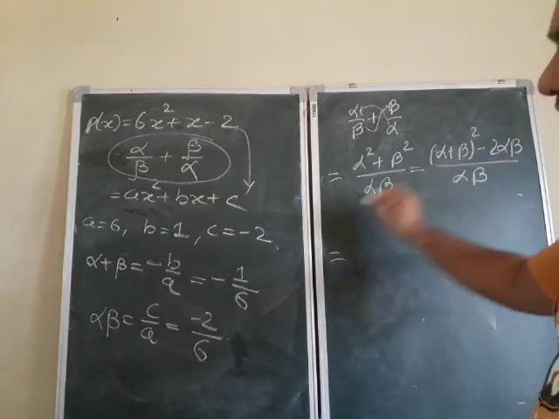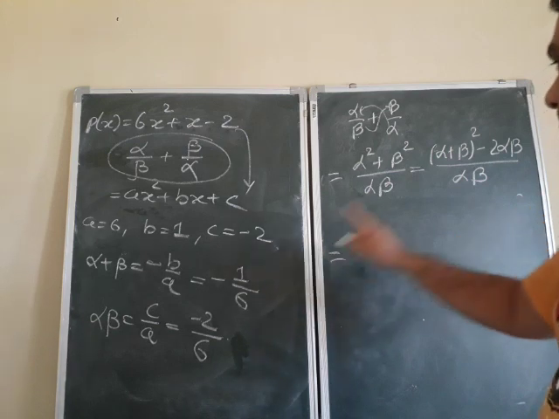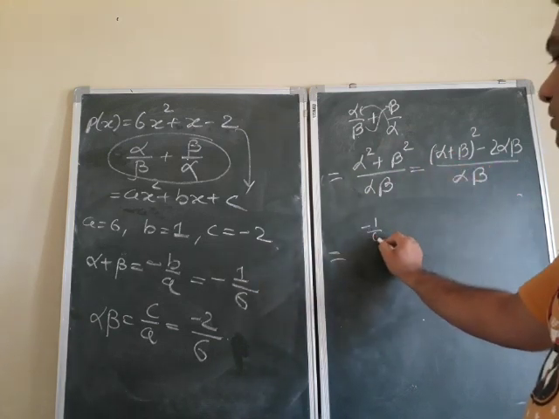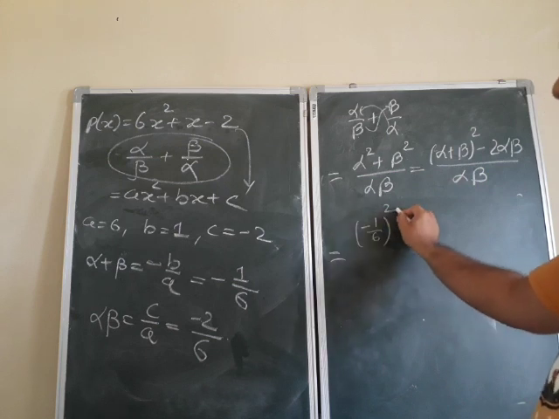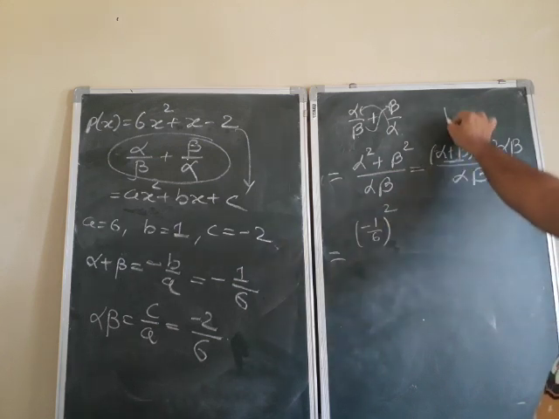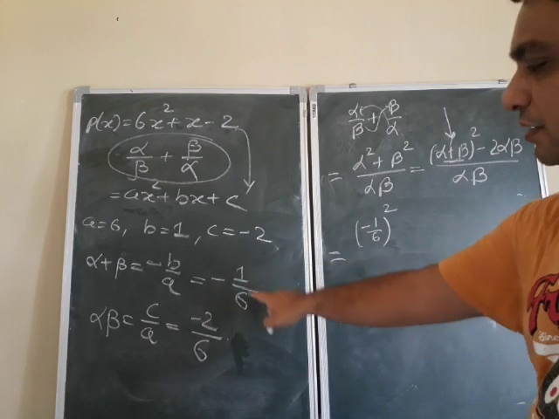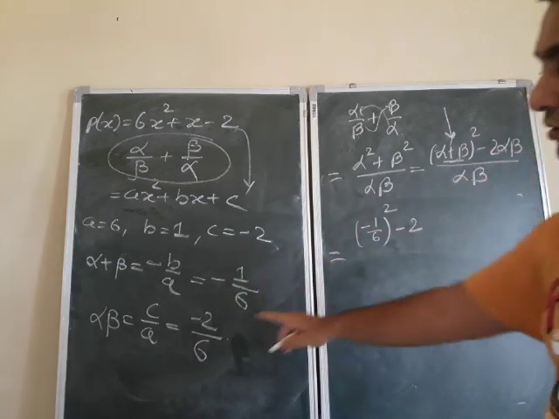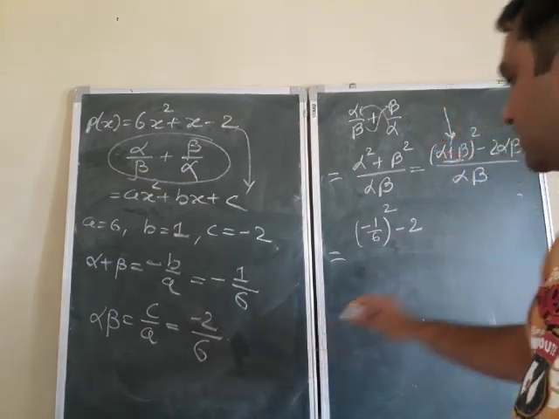See alpha plus beta. What is alpha plus beta? Minus 1 by 6. So here, minus 1 by 6. So this is minus 1 upon 6 the whole square. I am writing the value of alpha plus beta, minus 1 by 6, minus 2 times alpha into beta. Alpha into beta is minus 2 by 6.